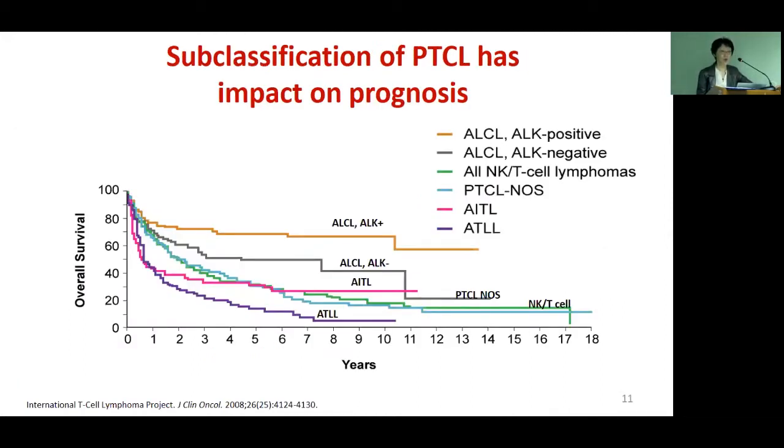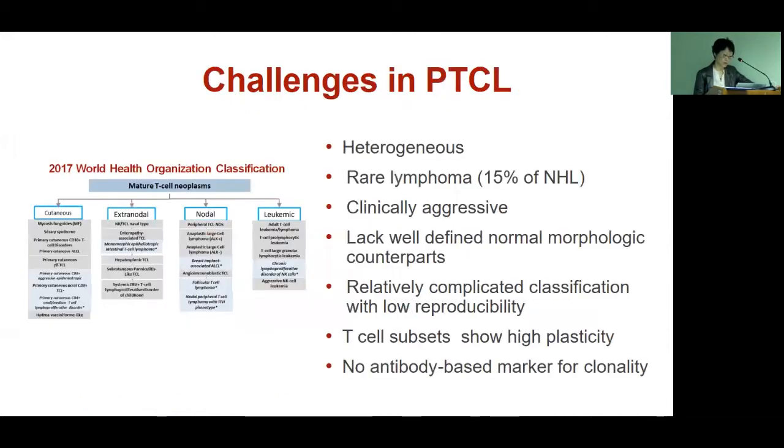It's important because our subclassification has prognostic information. According to the International Lymphoma Project that was presented and published by investigators in Nebraska and others, ALK-positive ALCL patients do well, followed by ALK-negative ALCL patients, AITL, and T-cell lymphoma NOS, whereas those that are driven by viruses, like the NK T-cell lymphomas that are associated with EBV, and ATLL that is associated with the HTLV virus, have really, really bad prognosis.